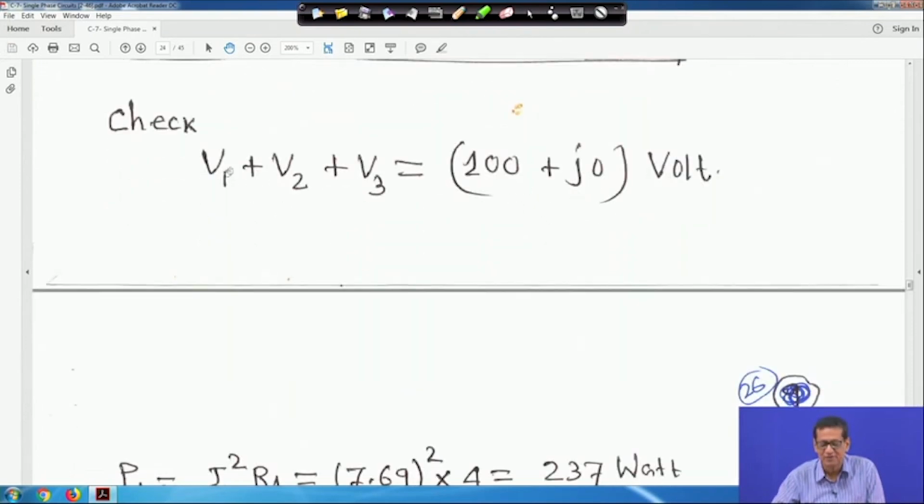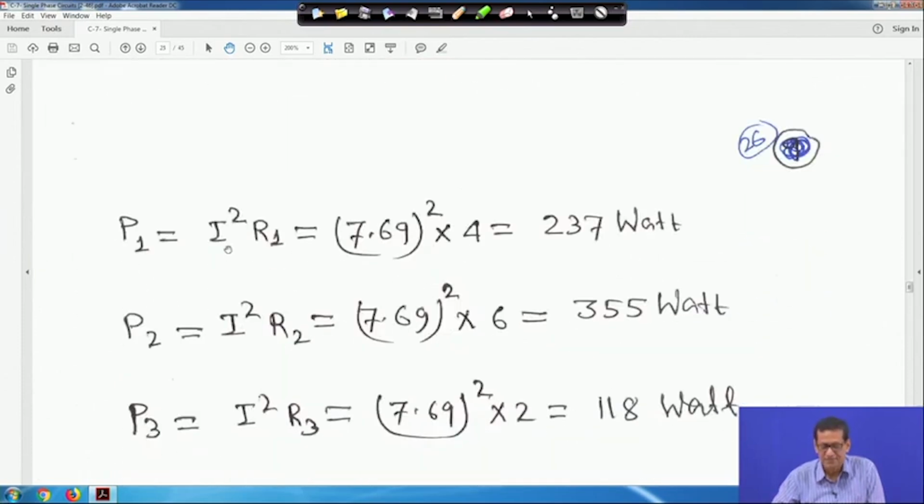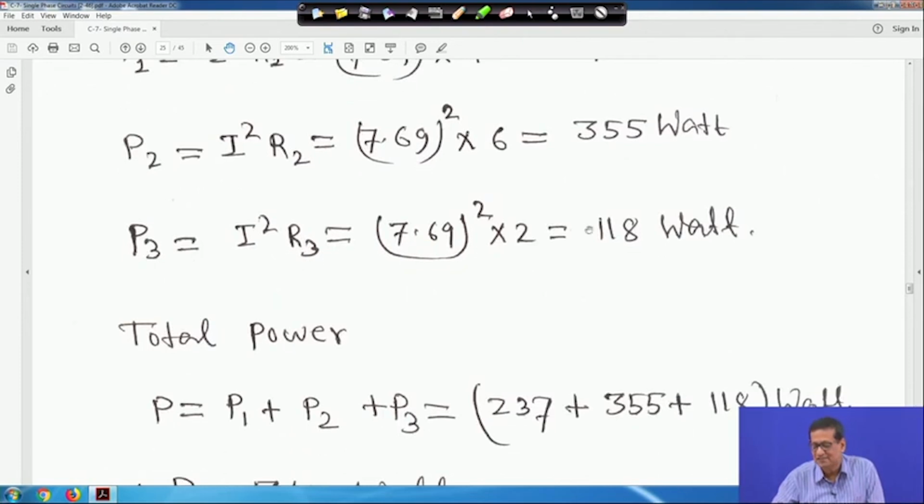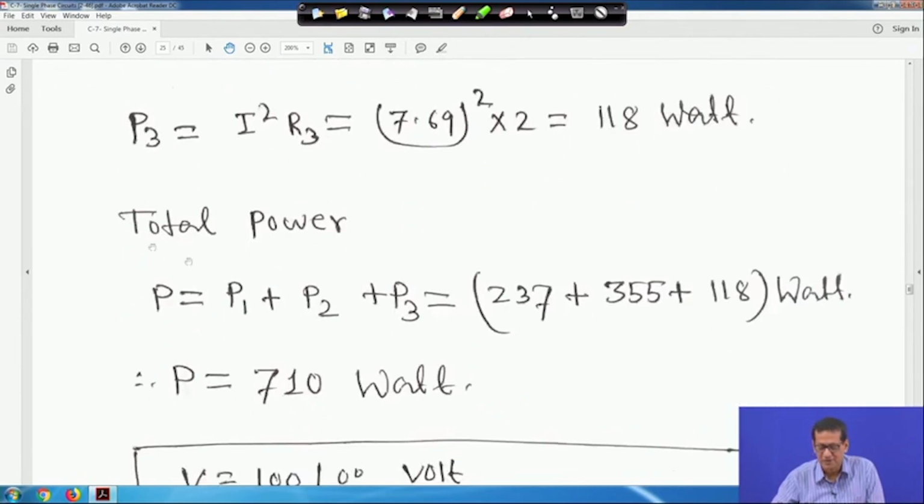Everywhere I am not putting an arrow, but it is a phasor sum. And P1 is equal to I square R1, you will get 237 watt. P2 is equal to I square R2, R2 is 6, R1 is 4, so it is 355 watt, and P3 is equal to I square R3, it is 118 watt. Total power, if you add P1 plus P2 plus P3, it will become 710 watt.